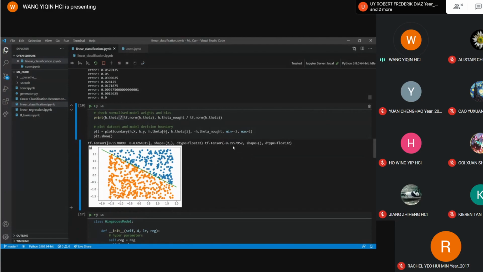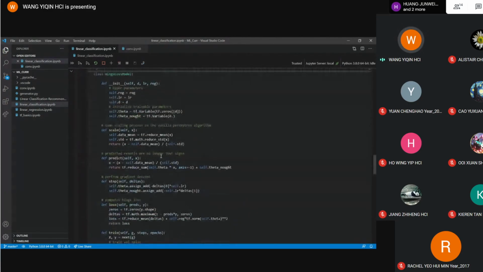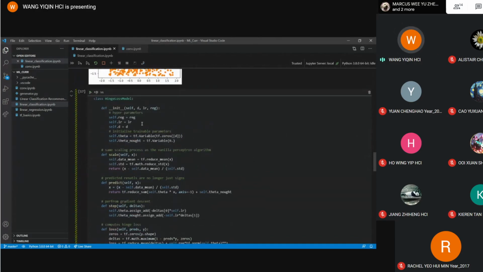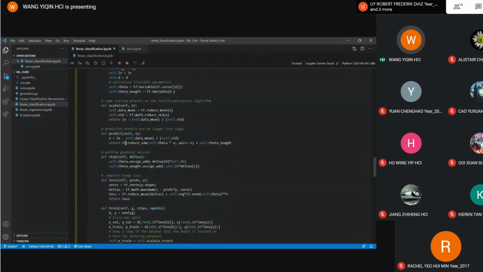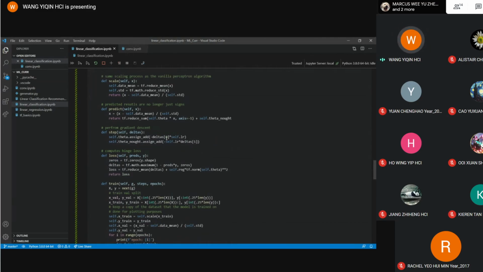Okay, so that's the perceptron algorithm, pretty simple. Hinge loss will be very similar as well. You have the same set of scaling functions. Initialization needs a little bit more stuff: you need the learning rate and you need the regularization term. The rest is the same. The predict function will be slightly different. You're still doing the scaling, but instead of returning just the signs, you're returning the values now. So you're not taking the sign of this expression here. The step will be kind of different because now you're doing gradient descent with the learning rate.